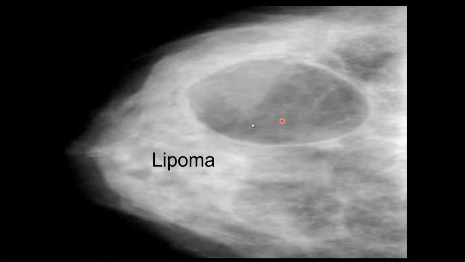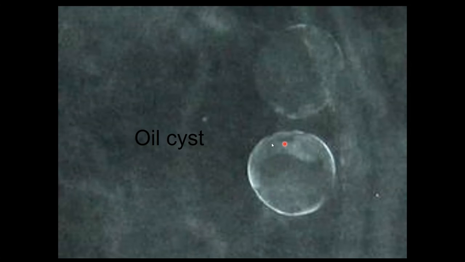This is a mammogram of a lipoma. Lipoma, because it is a radiolucent, well-defined, capsulated mass. And you can see the breast is very dense, so there is more fibroglandular tissue. This is an oil cyst. How can we recognize this is an oil cyst? By its wall calcification, curvilinear wall calcification. Otherwise, it will be very difficult to visualize the oil cyst.